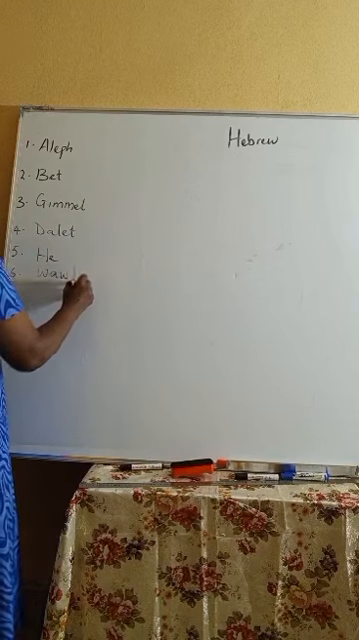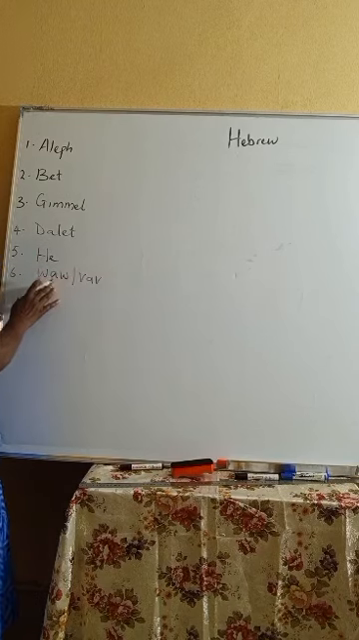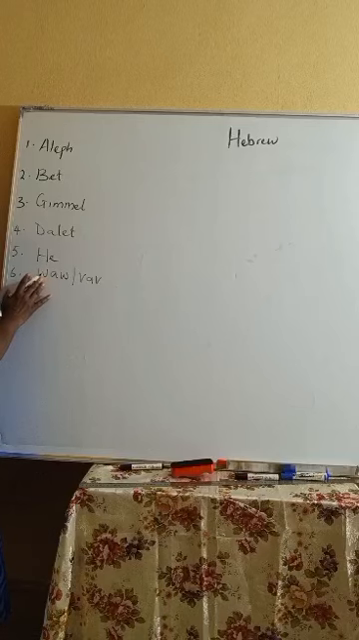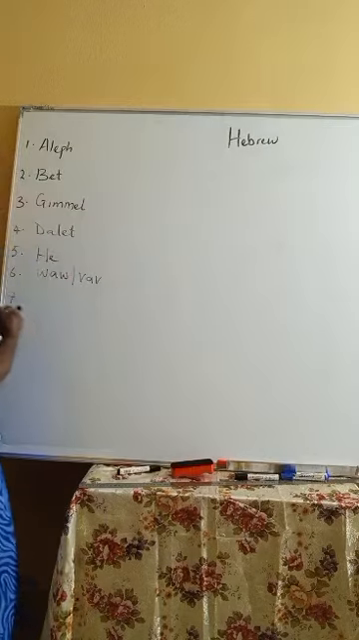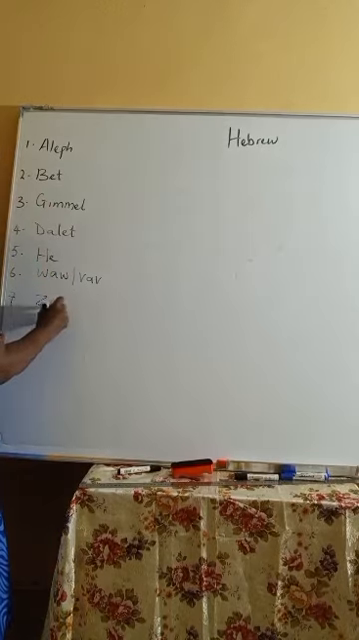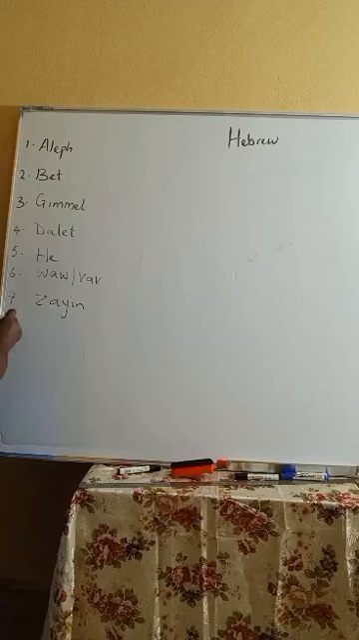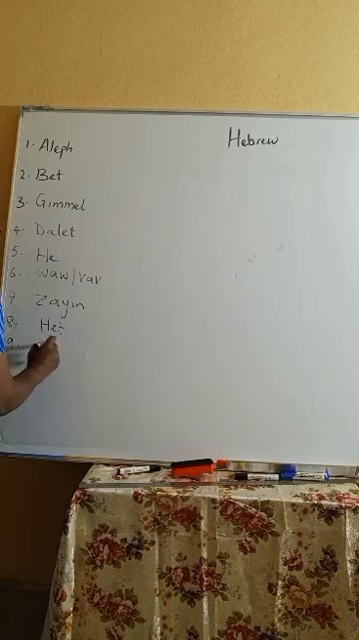Sometimes some will call it Vav, but Wow is the more ancient name for it. Vav came later on. The seventh one is Zayin. The eighth one is Chet. The ninth one is Tet.